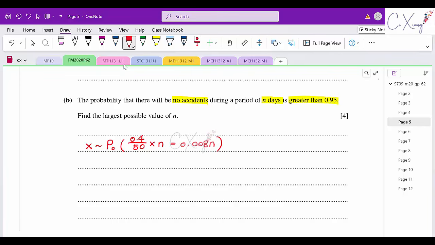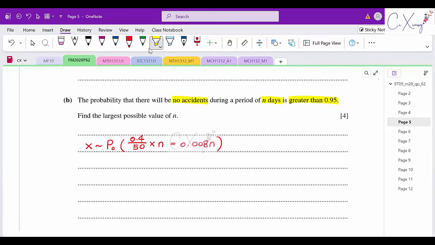Okay, this is my lambda. And how can I find the value of the n here? As requested in the question, we have to use the information given in the question to start with. So for this part, they are giving us one useful piece of information: the probability of having no accident is greater than 0.95.